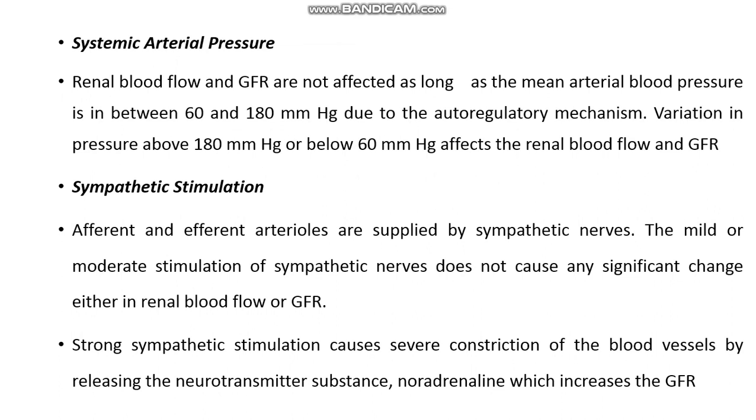Then another factor is systemic arterial pressure. Renal blood flow and GFR are not affected as long as the mean arterial blood pressure is between 60 to 180 mm of Hg, due to the autoregulatory mechanism. Yesterday we saw the autoregulatory mechanism of the kidney. So when the mean arterial pressure is within the range of 60 and 180 mm of Hg, there will not be any effect on the GFR. But any variation in the pressure above 180 mm of Hg or below 60 mm of Hg can affect the renal blood flow and GFR.